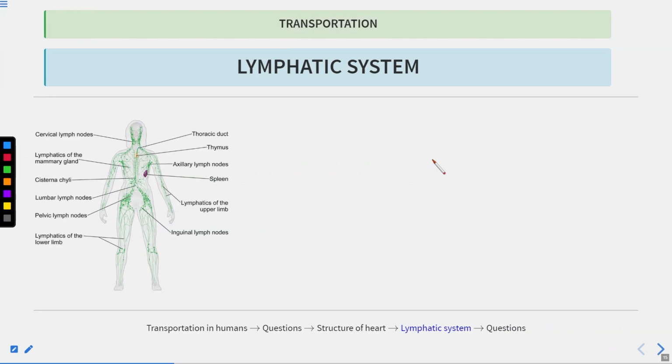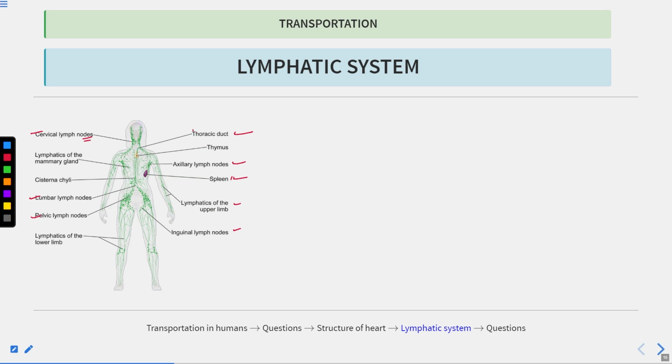This is an image showing you the lymphatic system. Here you can see the thoracic duct. Here are the cervical lymph nodes, one of the types of lymph nodes. Here you can see another type, the lumbar lymph nodes. You just have to remember these terms; you don't have to go into detail. Here is another organ known as the spleen, where the RBCs die. Here is the axillary lymph node. The positions and types of the lymph nodes are given in this figure, so you can have a general idea about the lymphatic system.